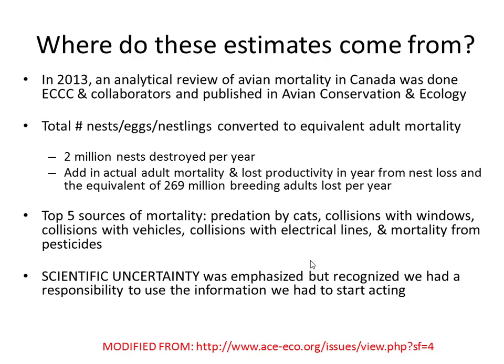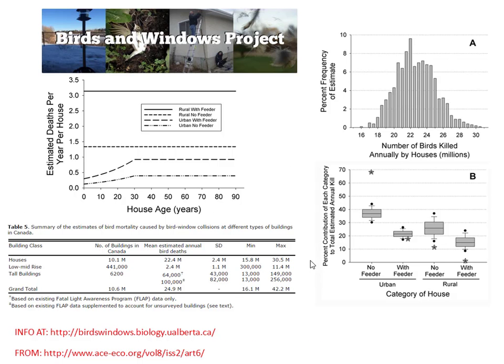The US has done something similar. They have a much larger population, so it's a significantly larger number for them. Importantly, the top five are predation by cats, collision with windows, collision with vehicles, collision with electrical lines, and mortality from pesticides. Okay? Now, scientific uncertainty was replete throughout this entire discussion, and we're going to talk a little bit about what we have to learn about. So I'll just emphasize a couple things.